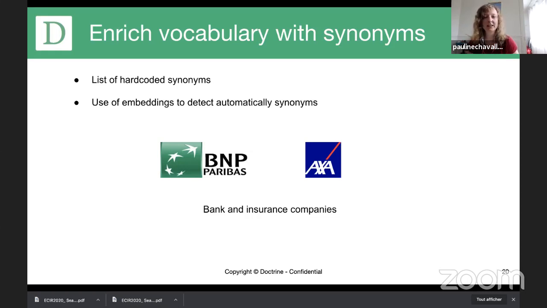What was interesting is that we managed not only to get synonyms of common words, but also of companies. For example, I took here two French companies, a bank and an insurance company, and they are involved in quite the same cases. So their embeddings were very close, and this is very interesting for the search part: if a user is looking for AXA, he may also see some stuff about BNP Paribas, which can be very interesting sometimes.